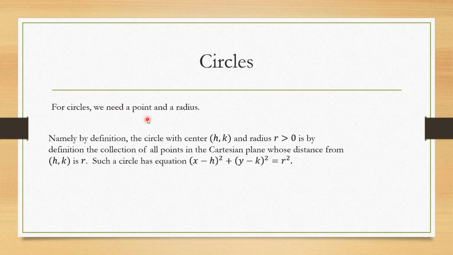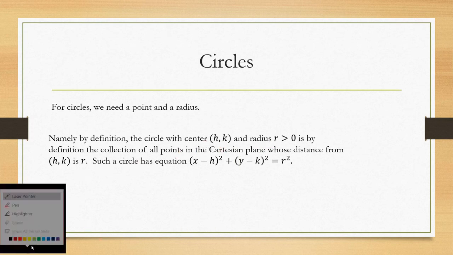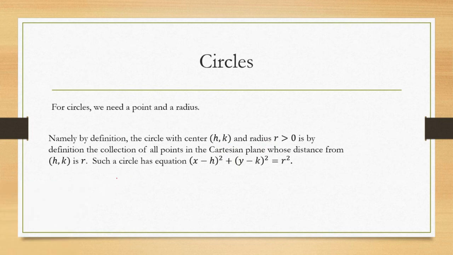Namely, as it says here, a circle centered at (h, k) with radius r, which is positive. By definition, it's all points in the Cartesian plane. Let me sketch a picture actually. It's all points in the Cartesian plane that are r units, the same distance, namely r, from the center. I know this is not a great circle. There's a better picture on the next slide, but it's all points that are r units away from the center. The center in this case is (h, k).